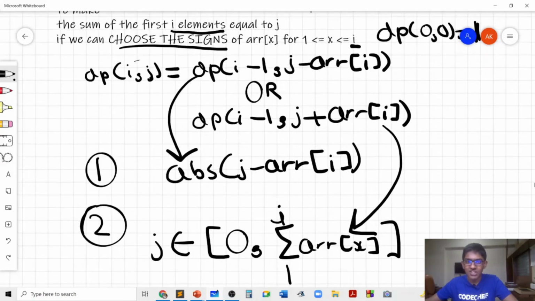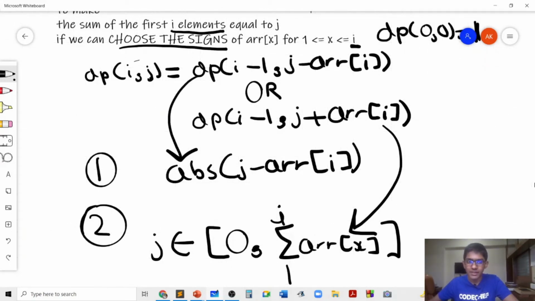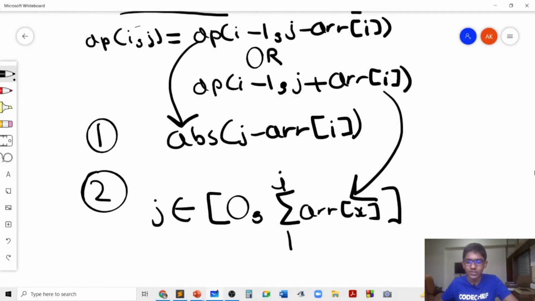And this optimization is important because when we are computing dp[i][j], we'll compute it only for those elements which are up to the sum of array[x] for x going from 1 to i. And in this way we'll actually optimize the time complexity of our dp.